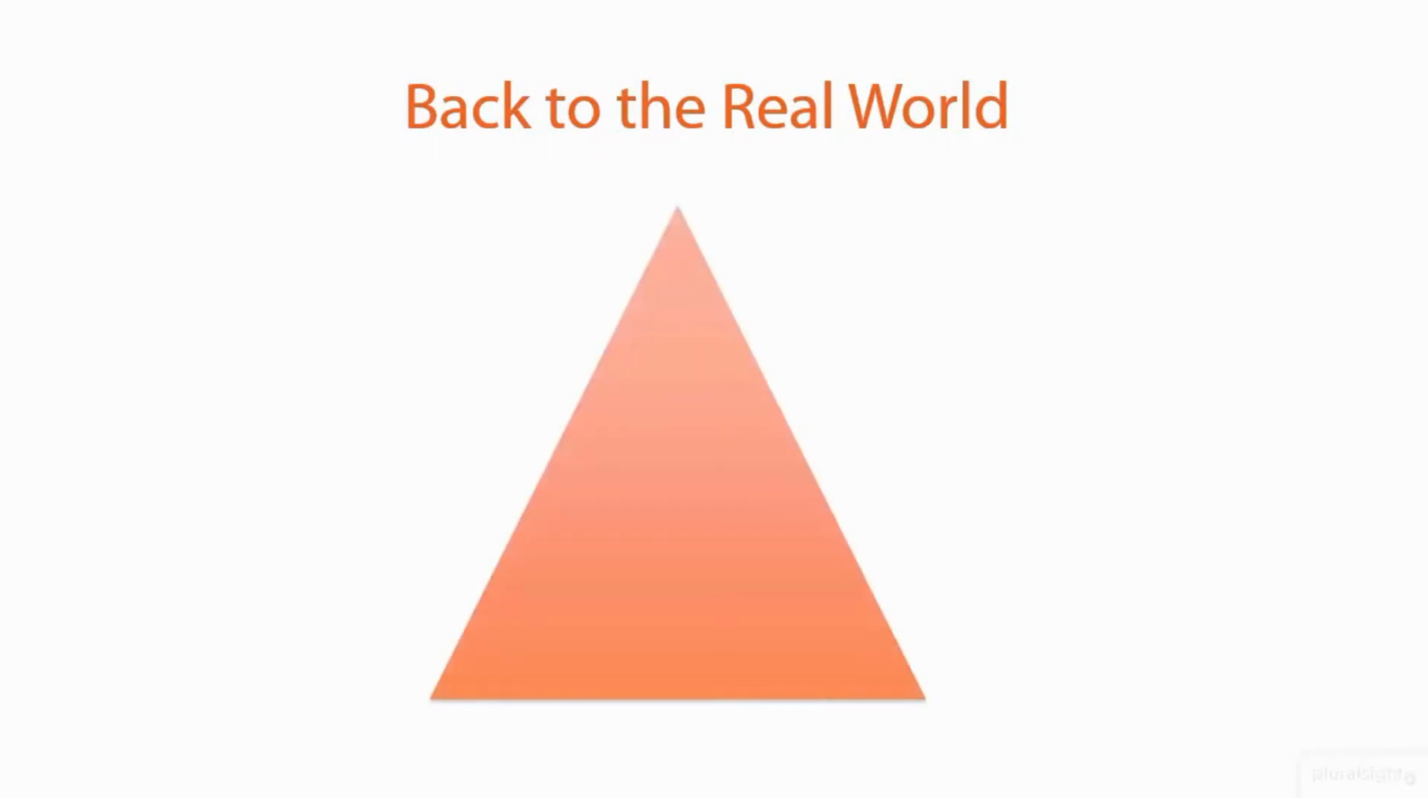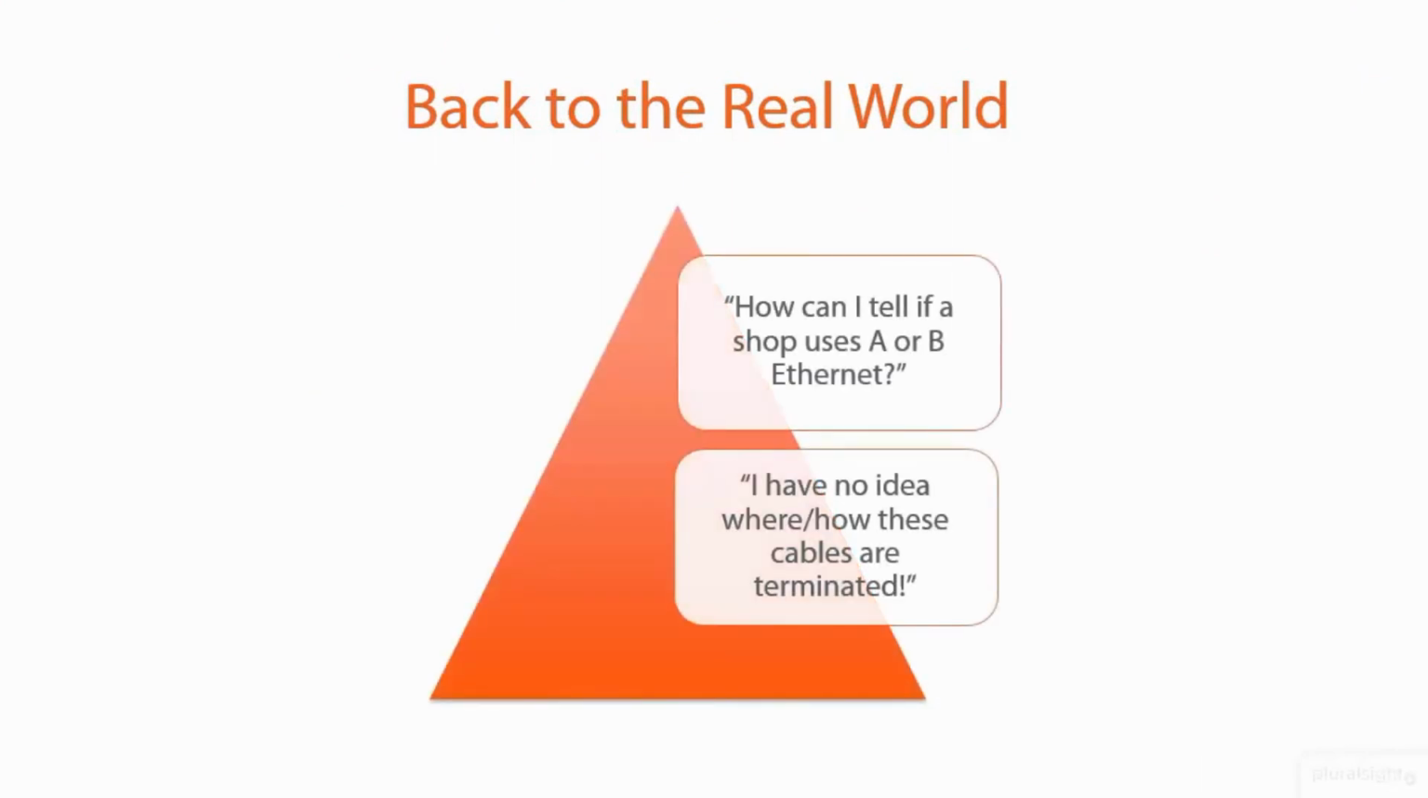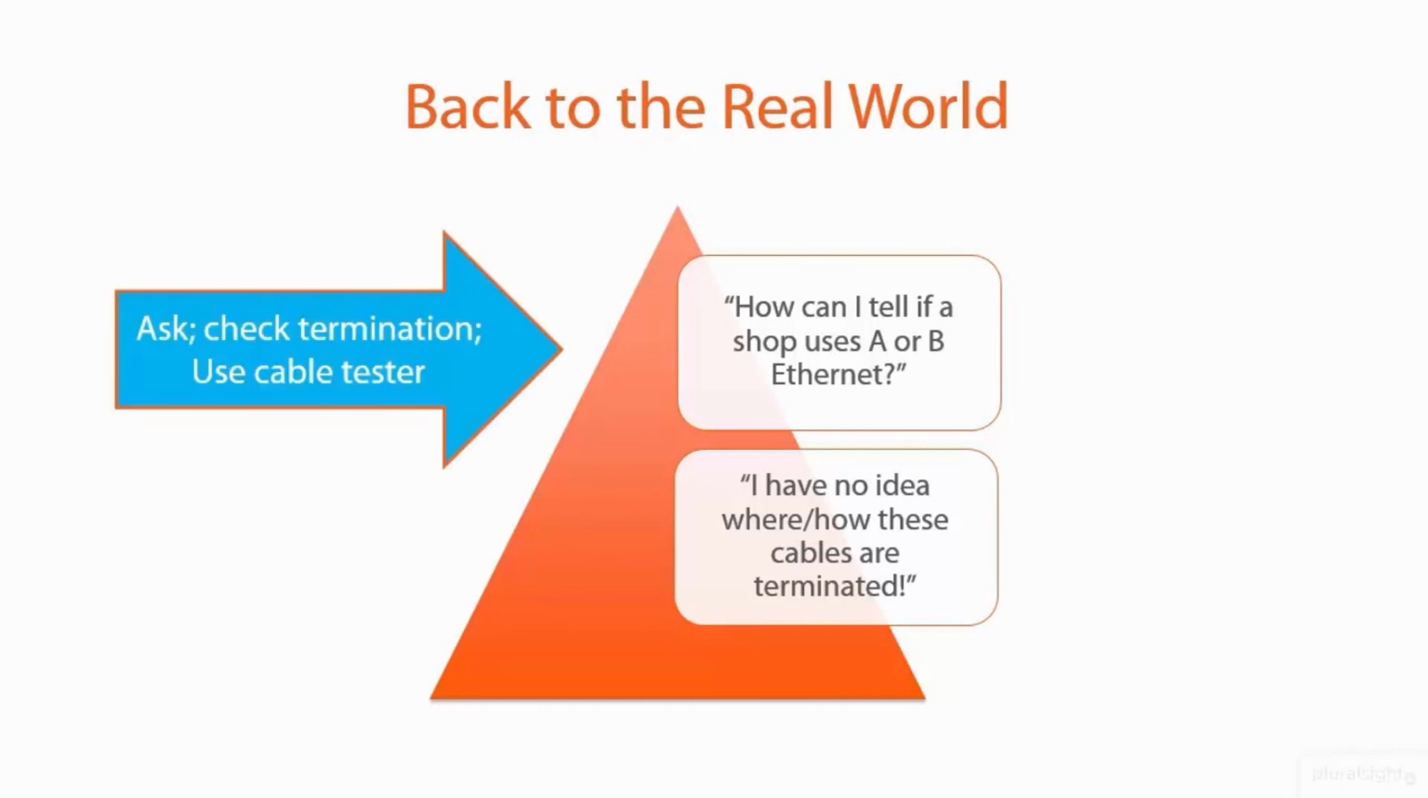Back in the real world, you'll remember that we had those two questions. First, how can you tell if a shop uses the TIA 568A or B? And also, how do we know where cables are terminated? You know how to answer these questions, don't you? To determine A or B, you can ask if there's someone who's been there before you or may know. Another thing is just look at the termination. Go to, for instance, one of your wiring closets, look at the 110 block, and you can see immediately whether it's using the A or B pinout.